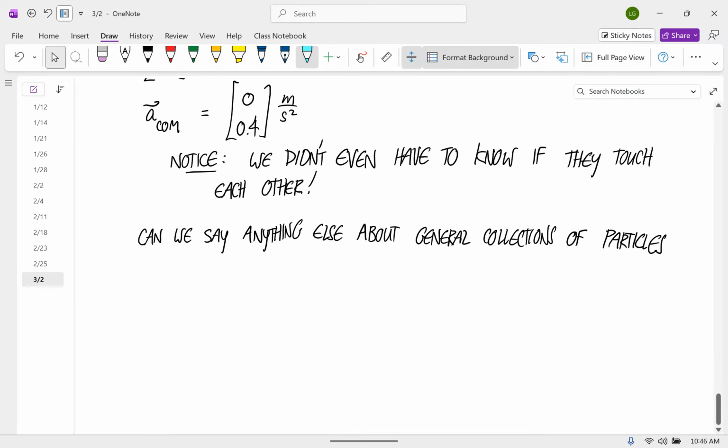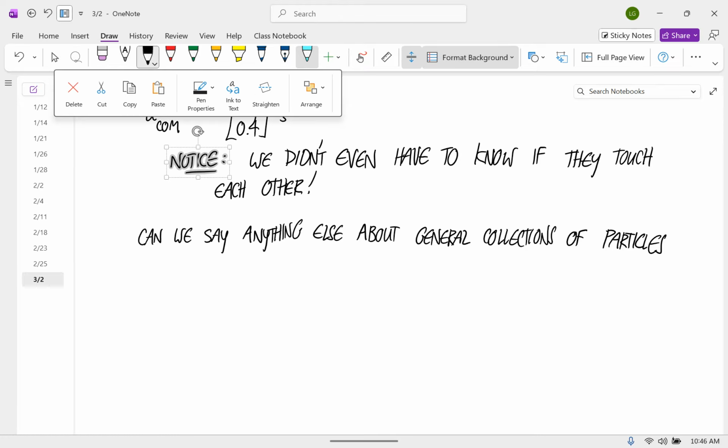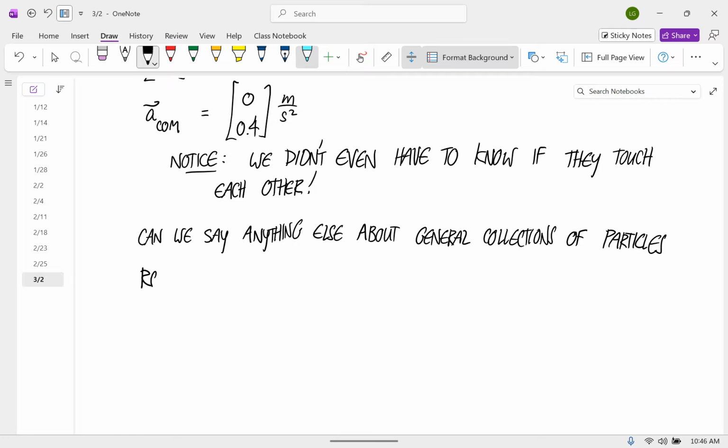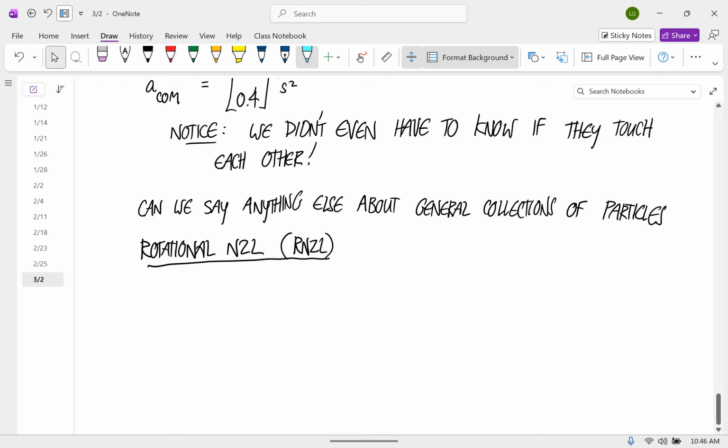We're not going to use it in this class, but this is the version of the moment equation that's useful in this case. So I'm going to call this rotational Newton's second law. That's going to be the moment equation for us in this class. I'm going to abbreviate rotational Newton's second law as RN2L. That's going to eventually be the moment equation.